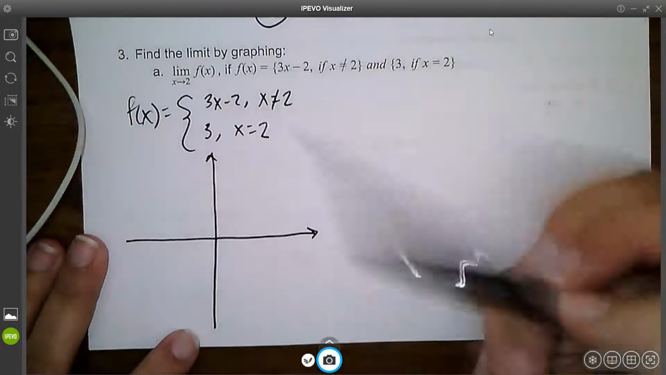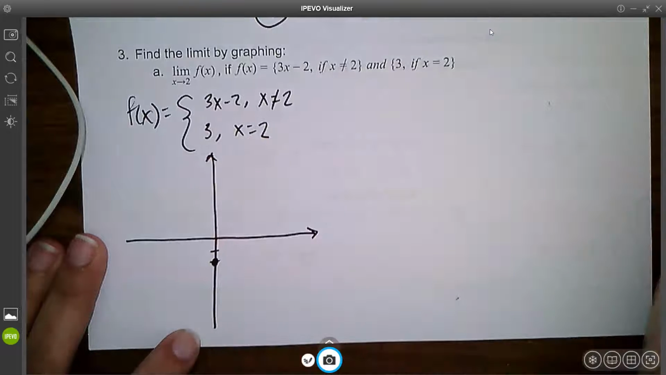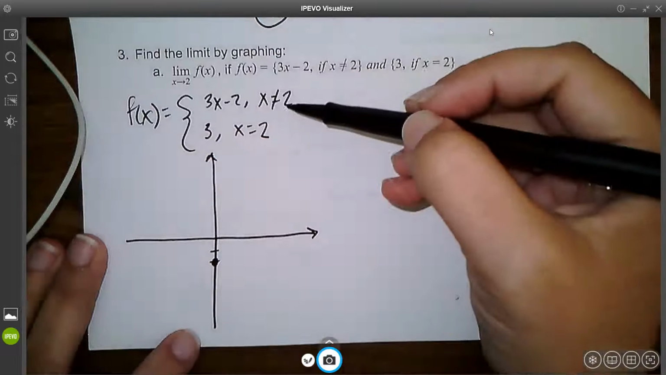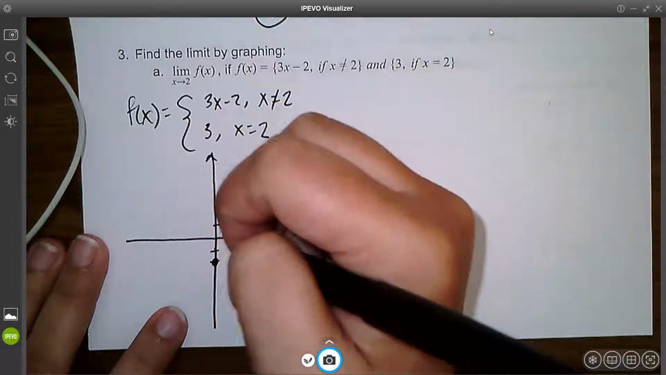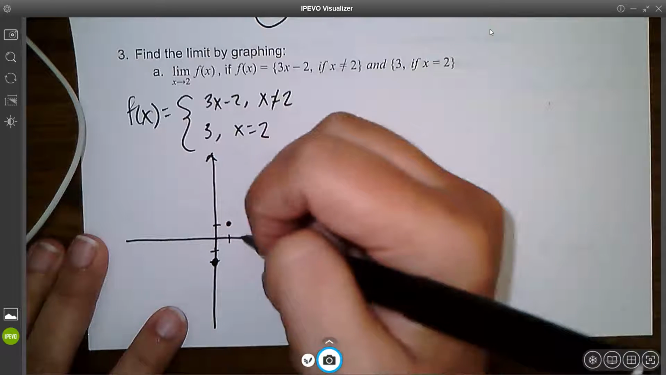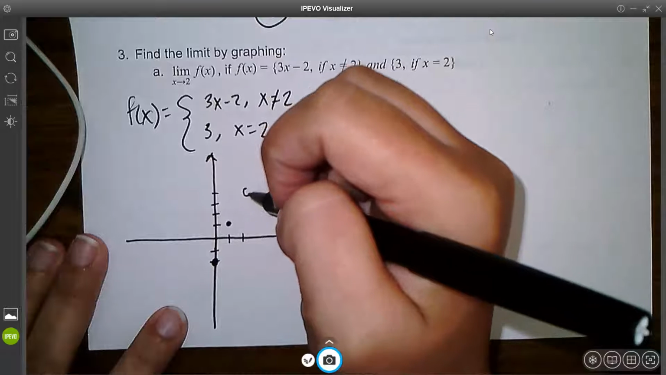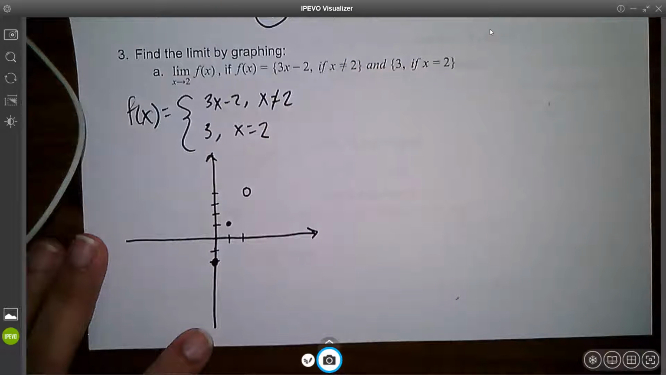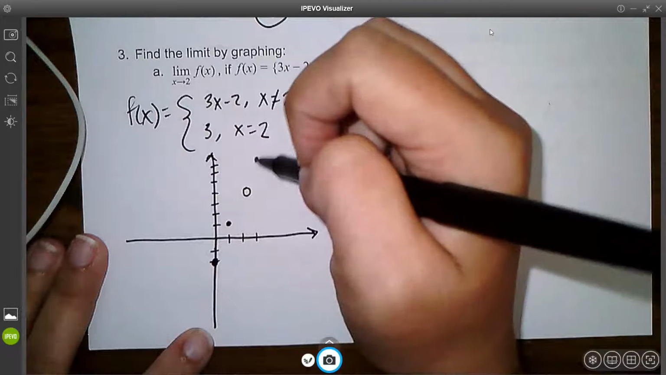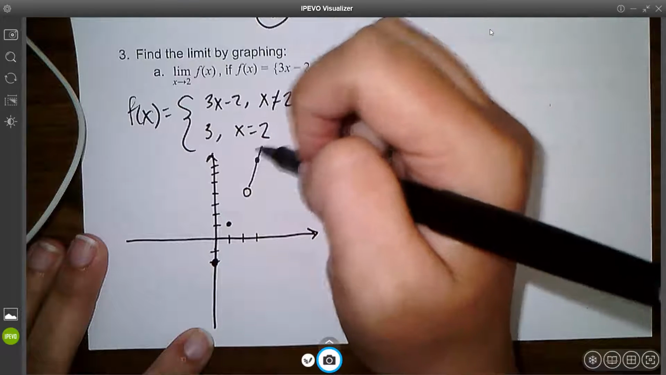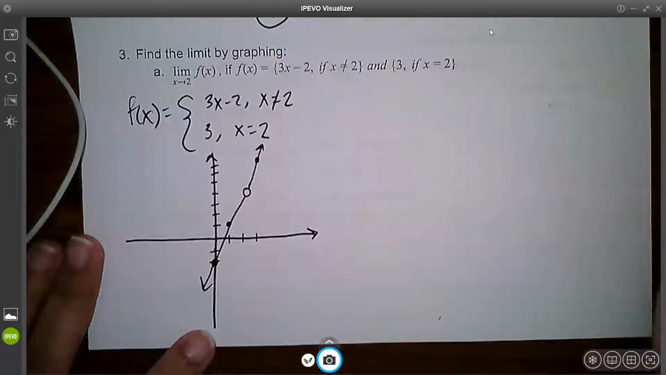I'm going to start by graphing this linear equation using my y-intercept, which is -2, and then my slope, just remembering to skip the point where it would be at x equals 2. So I'm going to go up 3 over 1, because that's my slope. Up 3 over 1. So it doesn't exist here, so that's an open circle. Up 3 over 1. And this is what my graph looks like for that first part. Not perfect.